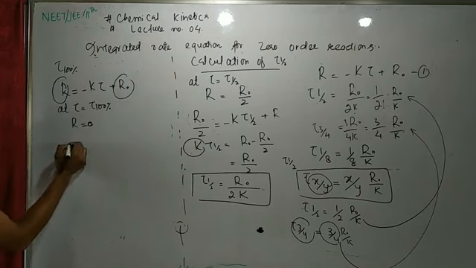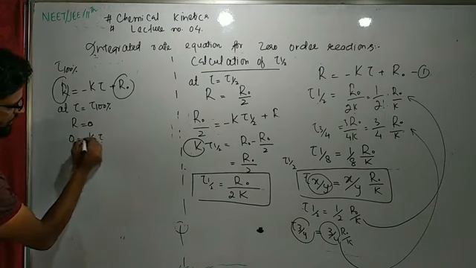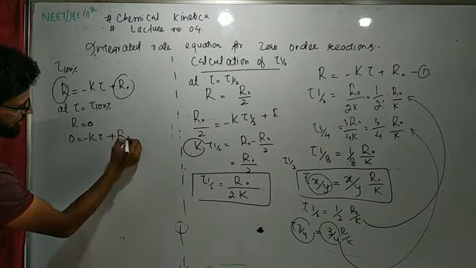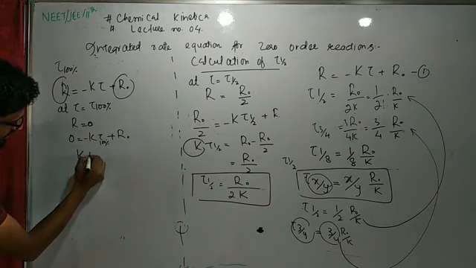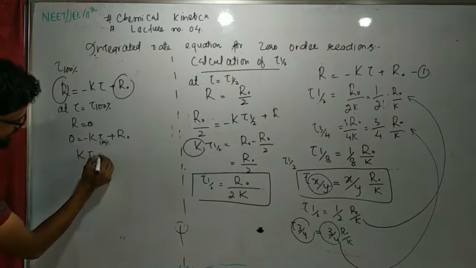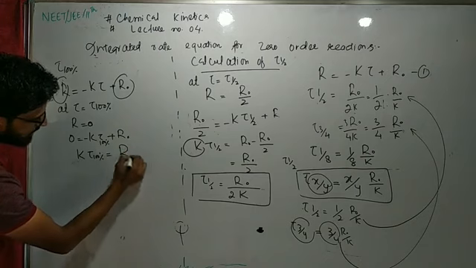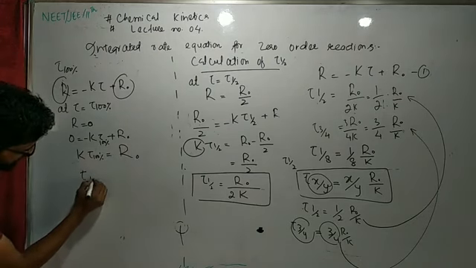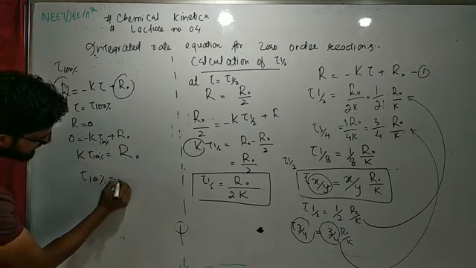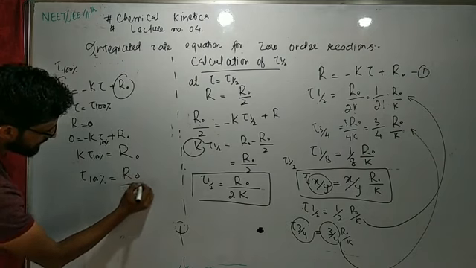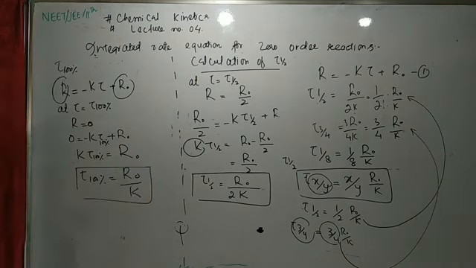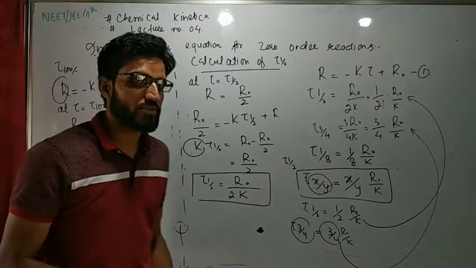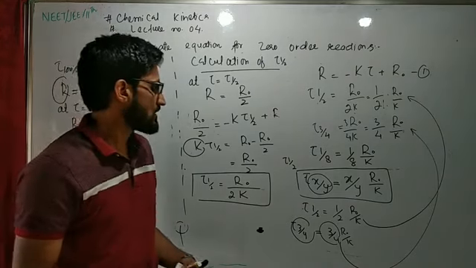Now from this equation you can calculate: R equal to 0, that is equal to minus KT plus R naught, or K times T 100% is equal to R naught. Or we can calculate T 100%, which will be equal to R naught divided by K. This is all about the integrated rate equation for a zero order reaction.